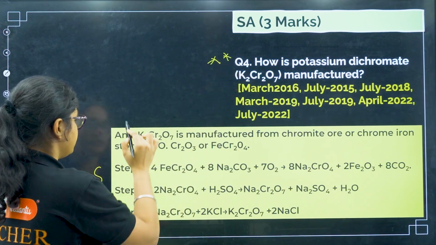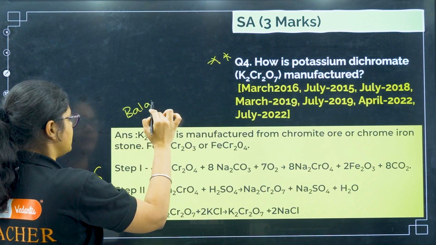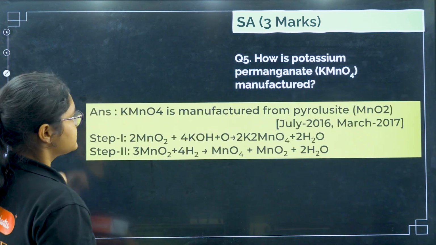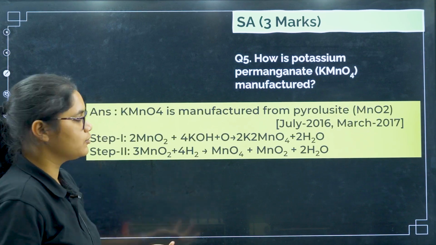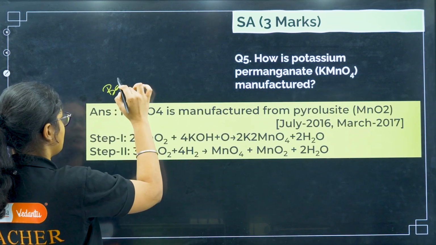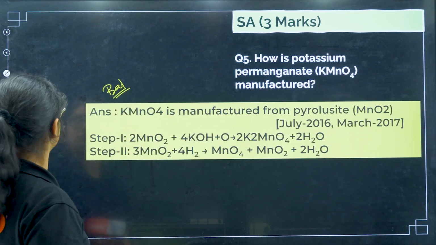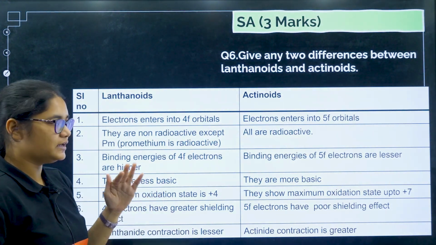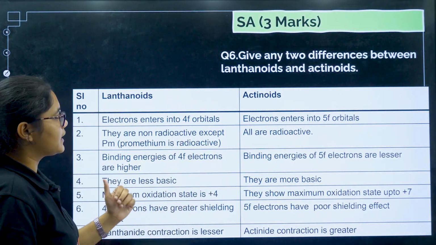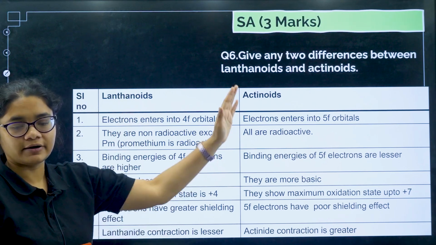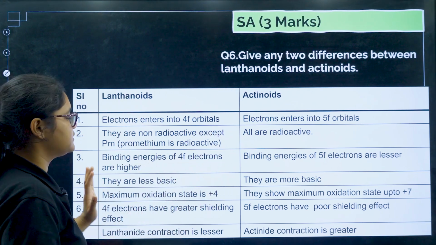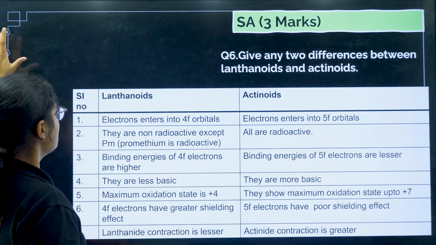Next, potassium dichromate preparation. Please remember all the 3 steps with balancing. Balancing is mandatory. You should know how to balance the equation. Similarly, KMnO4, how is KMnO4 manufactured? Balancing is also important, so please learn these 2 reactions. Next, difference between actinoids and lanthanoids. Directly this question may not be asked, but it can be like write 3 properties of lanthanoids or write 3 properties of actinoids. In that case, you should use this table. Just remember any 3 points.